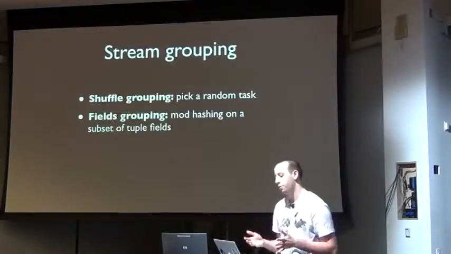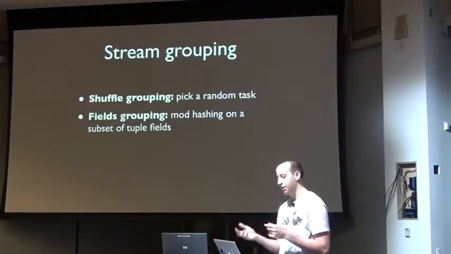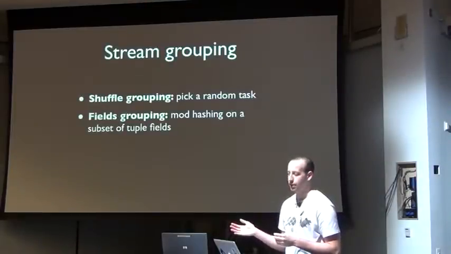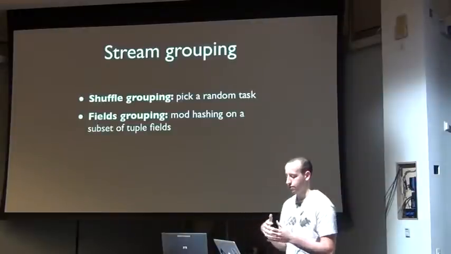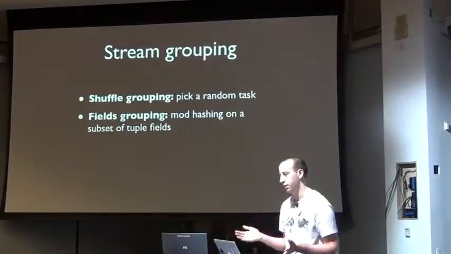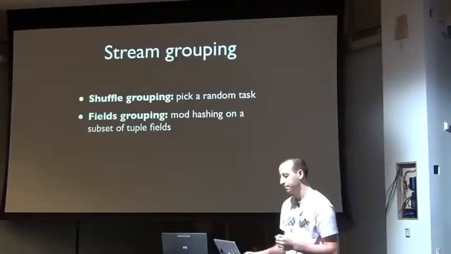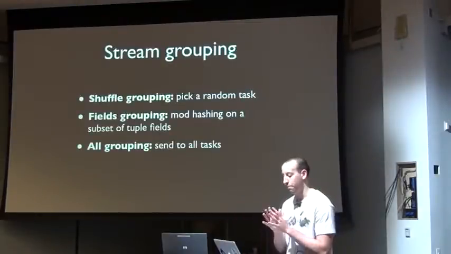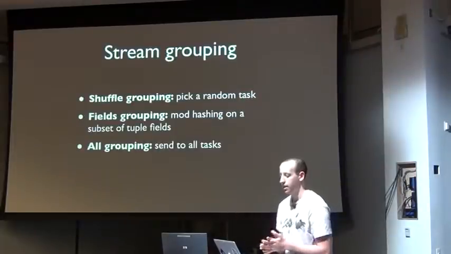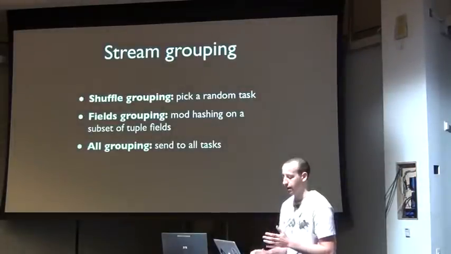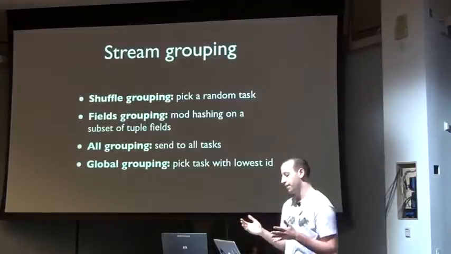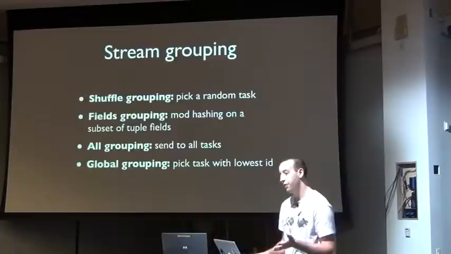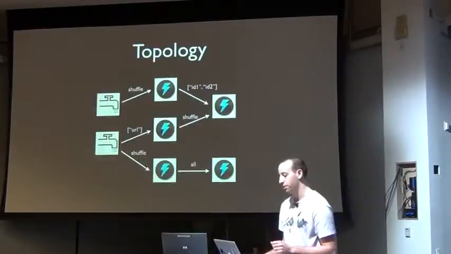A more interesting kind of grouping is called a fields grouping. So here it actually takes the hash mod of a subset of the tuple fields to choose the target task. This is very similar to how Hadoop's grouping mechanism was. Another kind of grouping is called an all grouping. In this case, it actually replicates the tuple across all tasks. This is obviously something that you should use with care. A global grouping sends all the tuples to a single task by picking the task with the lowest ID. And there's a few other kinds of groupings, but those are beyond the scope of this talk.